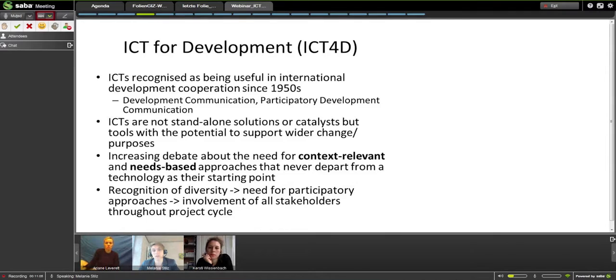Also, the recognition of diversity is much stronger, or is one of the lessons learned, and the need for participatory approaches and an involvement of all stakeholders throughout the project cycle. So in the planning, policymakers need to be involved as much as, if the target group is a school, the students, the teachers, the parents, obviously all to a certain extent. But it is a very important lesson learned from ICT for development that the local partners need to be involved at all levels. Also, as I mentioned before, the question of maintenance and sustainability for technical solutions.